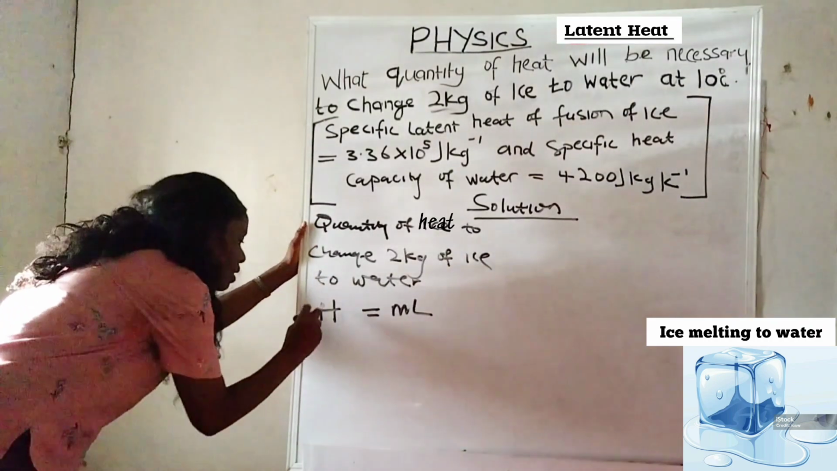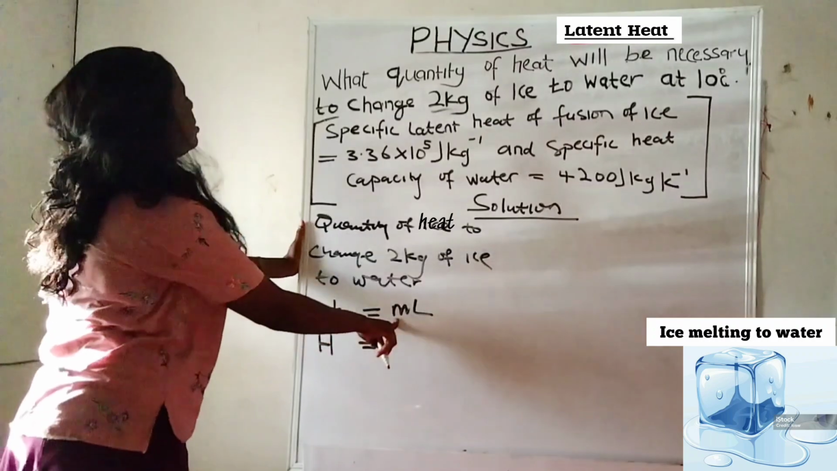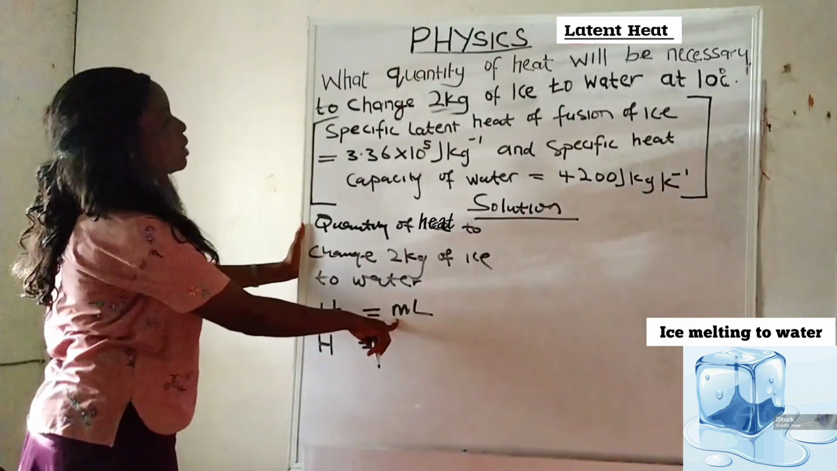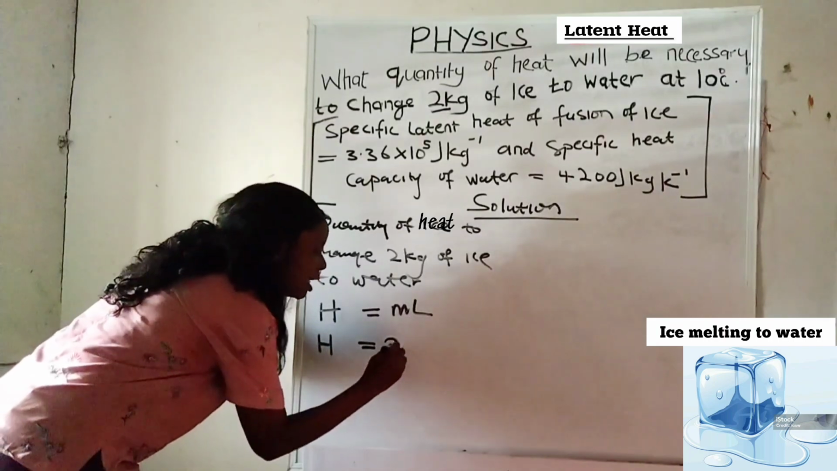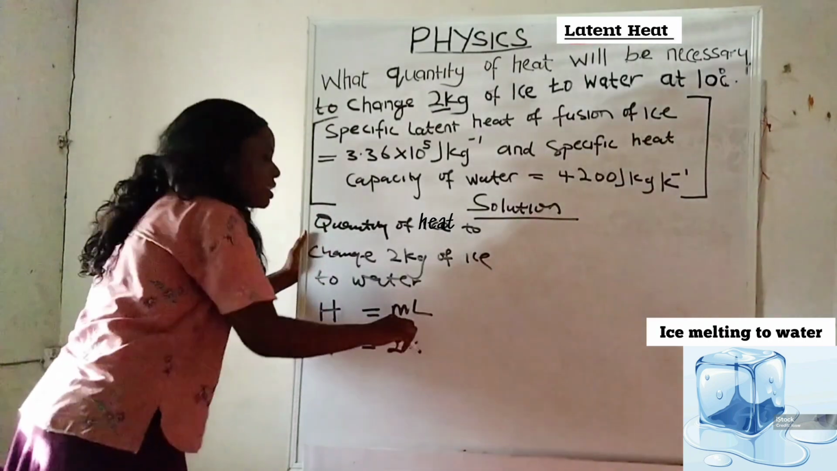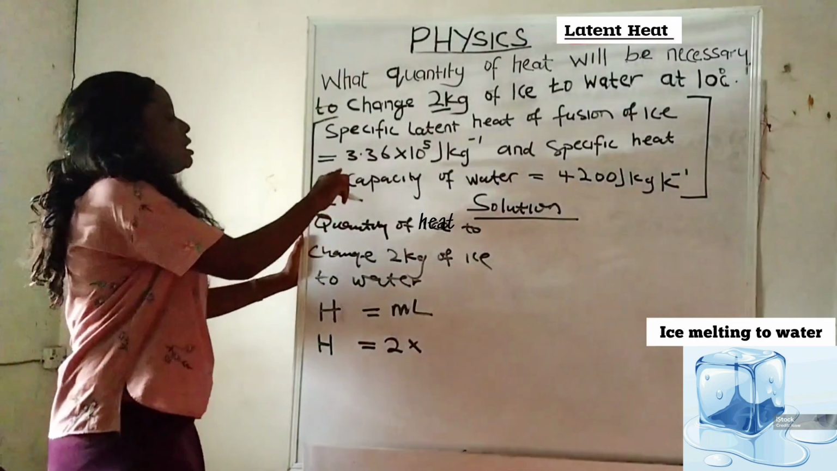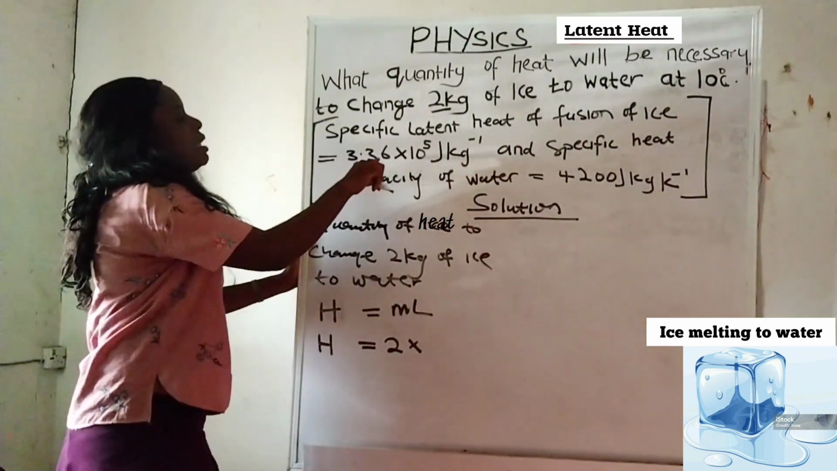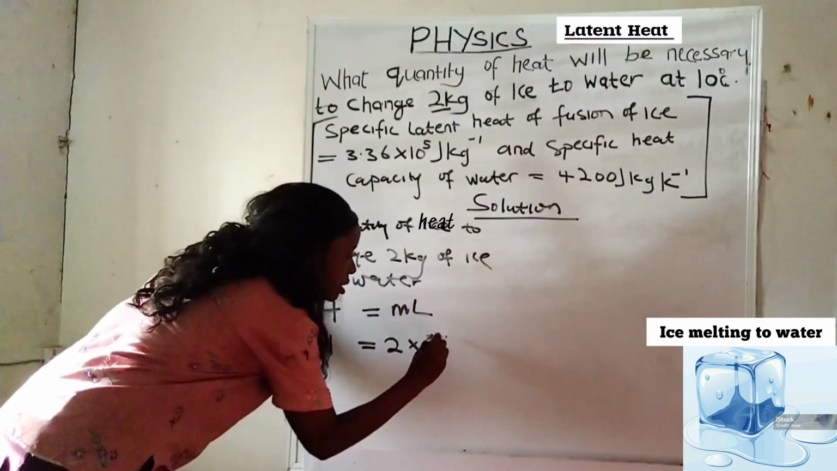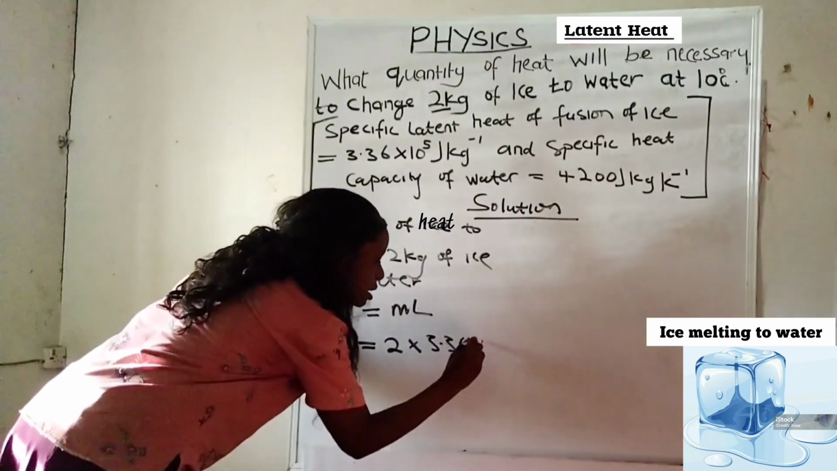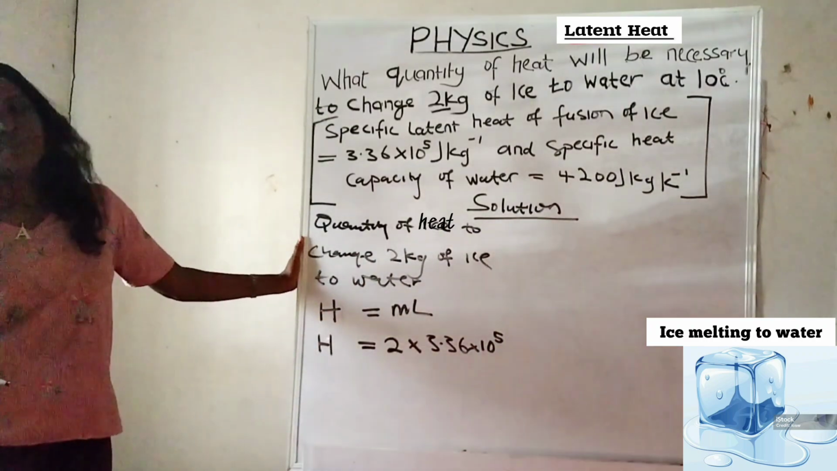So it will be H is equal to m. What is the mass of the ice we are talking of? It is 2 kilograms. So I write 2 here, times the latent heat of fusion of ice given to us, which is 3.36 times 10 raised to power 5. So times 3.36 times 10 raised to power 5.